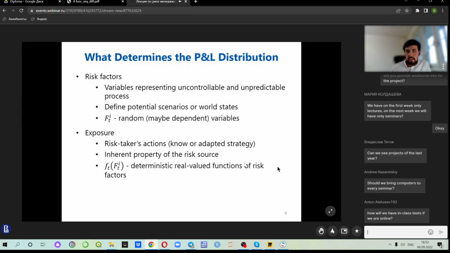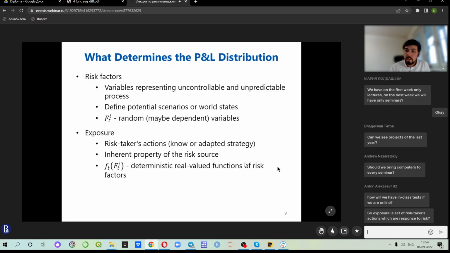Exposures actually can be represented as a deterministic real value function of risks, and that's what we're going to do. We're going to represent some pricing formulas. For example, we're going to deal with bonds, and they are going to be functions of interest rates, and interest rates are going to represent risk factors. Okay. Another exposure representation is going to be trading strategy. So for example, how much I'm going to invest. So exposure is a set of risk takers' actions which are response to risk.